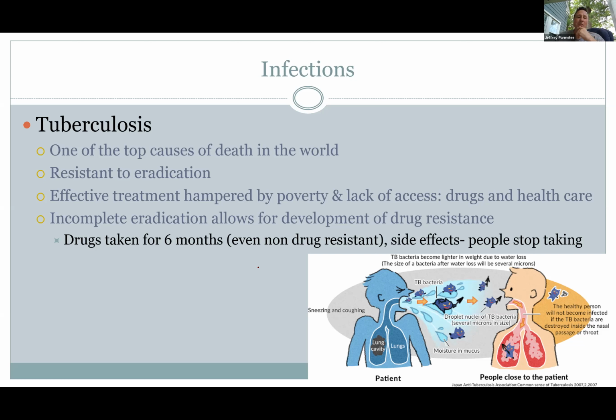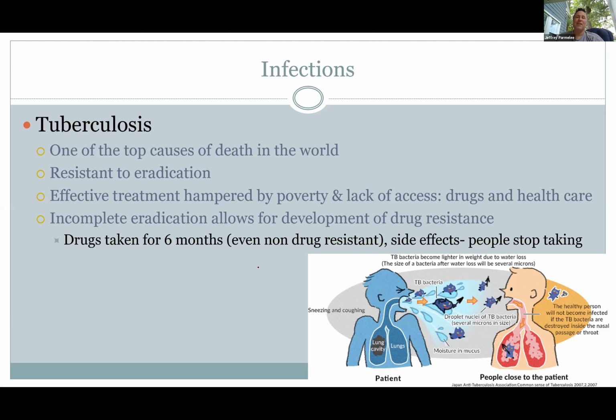And so some of these drugs, you're supposed to take them for 6 months, and they cause other side effects, liver issues and things like that. So people will often stop taking them. And if you take half of an antibiotic course, you're just setting up for drug-resistant TB. And so that is a big issue. We can't get rid of it because people don't take the whole course. So yes, it's a big issue, TB in the world.